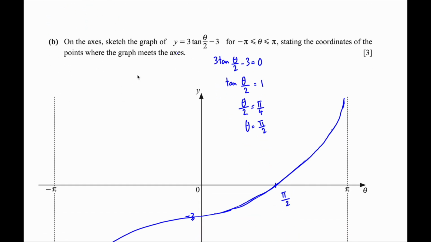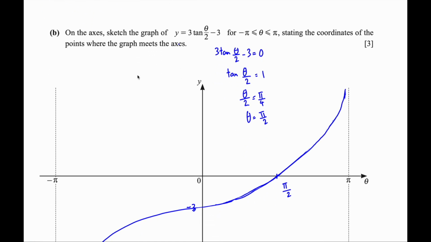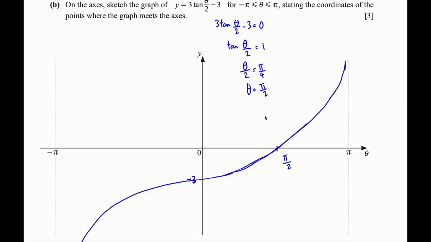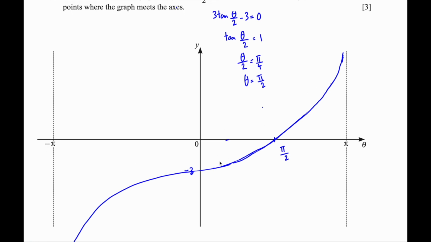In part B, we are asked to sketch the graph from negative pi to pi, and we have to state the coordinates of the point where the graph meets the axis. There are a few ways you can do this, but the fastest shortcut here is, since I have -3 here, and as you all know, this is associated with vertical movement. In other words, if it's positive, I go 3 units up. If it's negative, I go 3 units down.